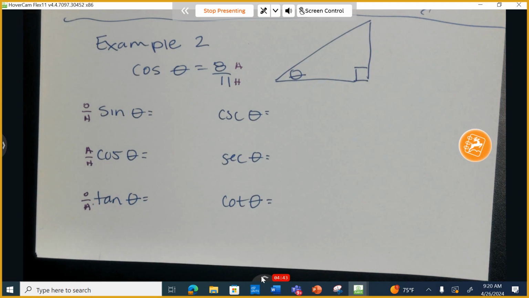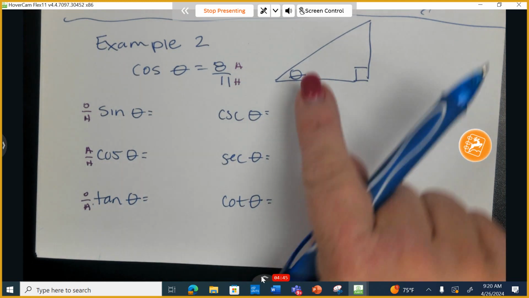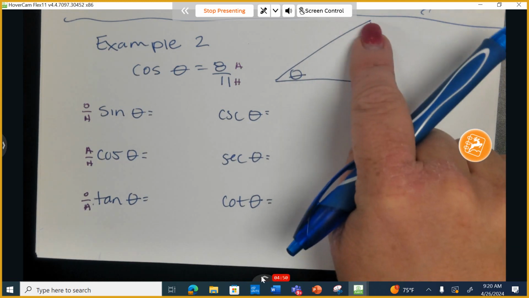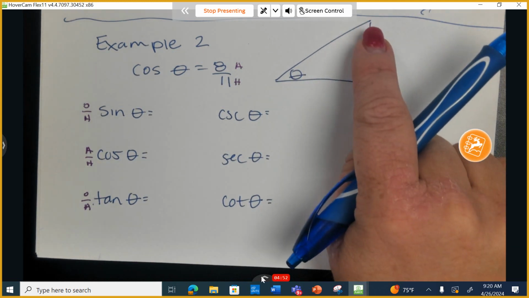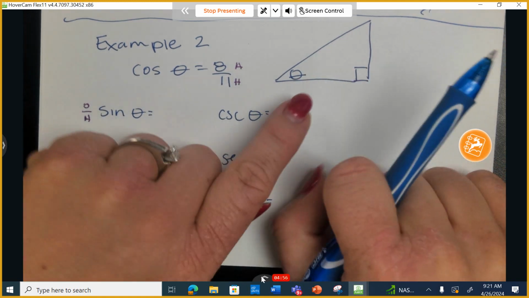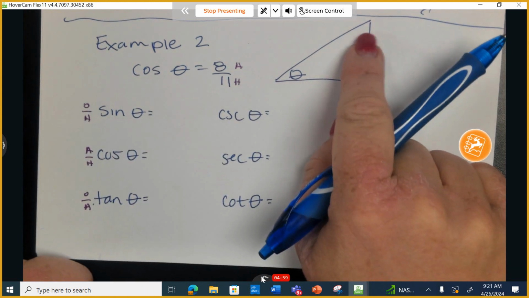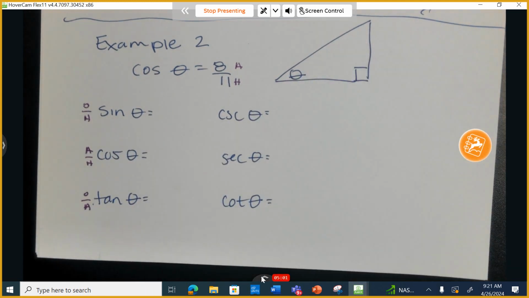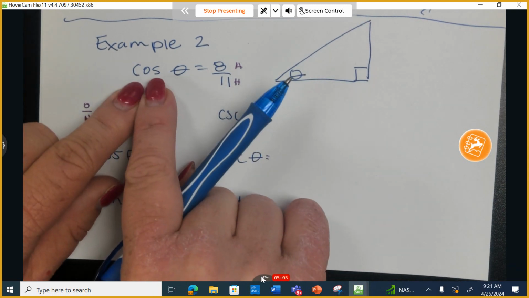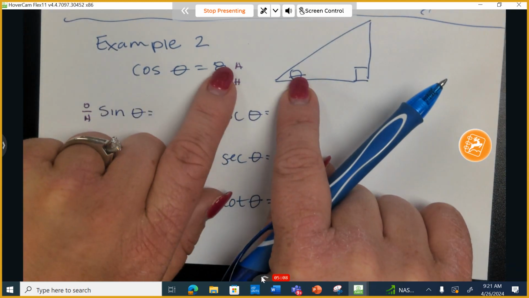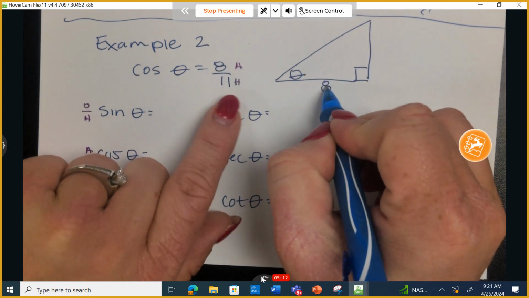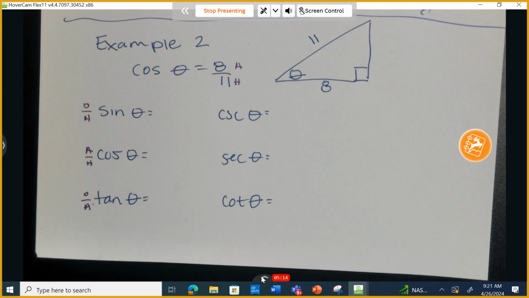Now I'm going to come up here, and I remember that cosine is A over H. So I take my triangle, and I am going to identify one of the two angles in a right triangle that's not 90 degrees. So I could put this angle here, or I could put this theta symbol up here. It makes no difference, okay? And then I know that the cosine of this angle is 8 over 11. That means adjacent to this angle is length 8, and hypotenuse is 11.